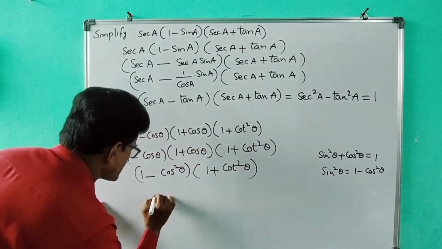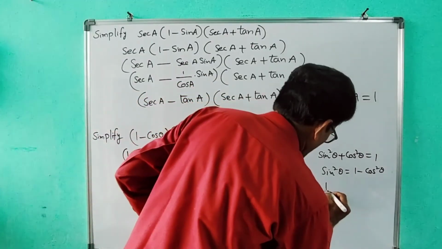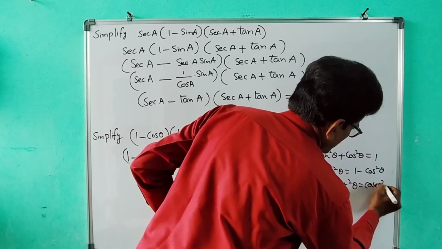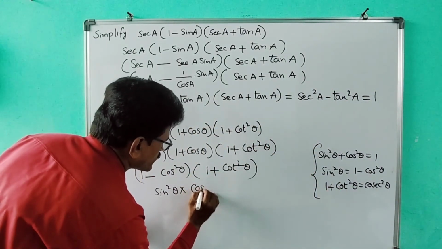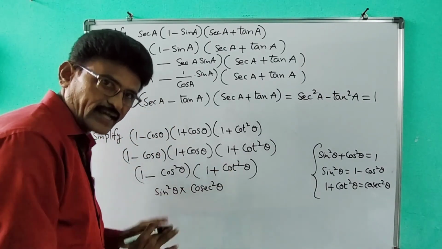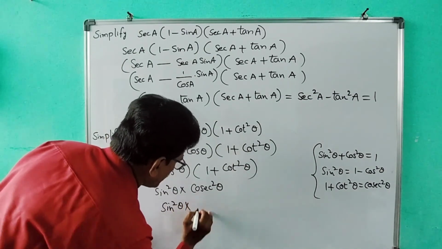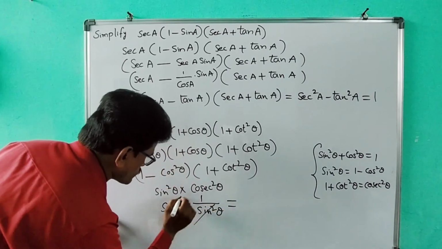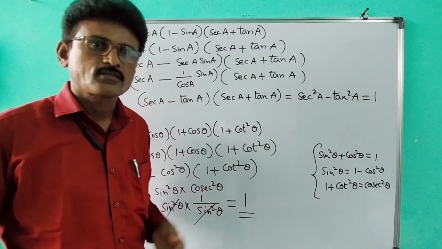So I am writing this one as sin square theta into. Now what is 1 plus cot square theta? It is also an identity. 1 plus cot square theta is cosecant square theta. We are using these identities. So I am writing this one as cosecant square theta. These two are reciprocals, sin and cosecant. So sin square theta as it is, and this is 1 by sin square theta. These two will be cancelled. Sin square theta, sin square. What we are getting? 1. So these are the answers.